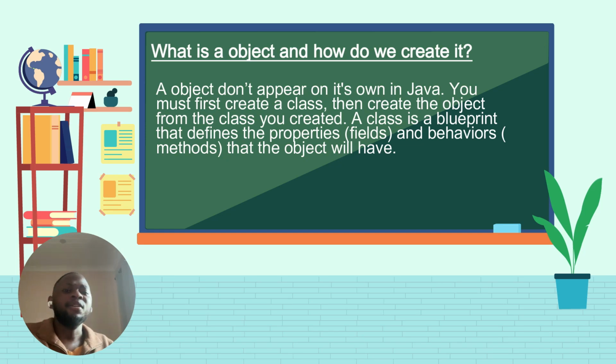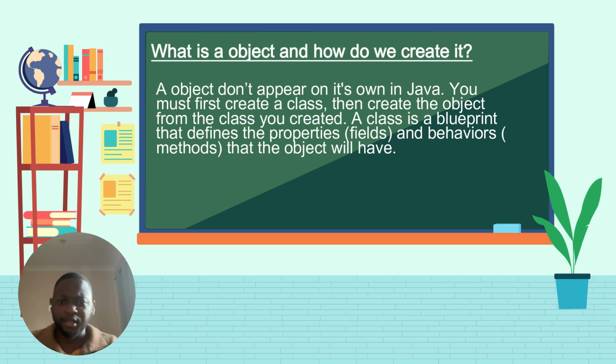So what is an object and how do we create it? An object doesn't just appear magically. We first have to create our class, and our class is like the blueprint of our object. The class would usually have your properties, which are your fields or attributes, and it would also have behavior, which would be your methods, what you want the object to do.